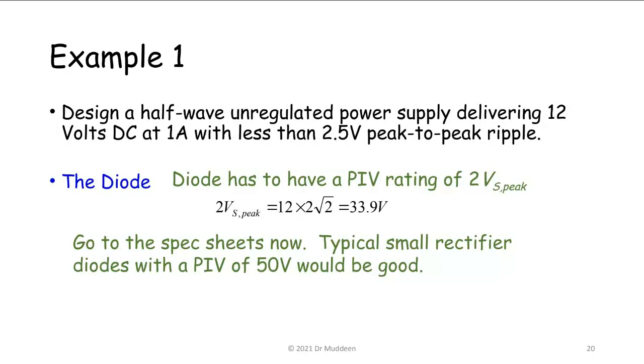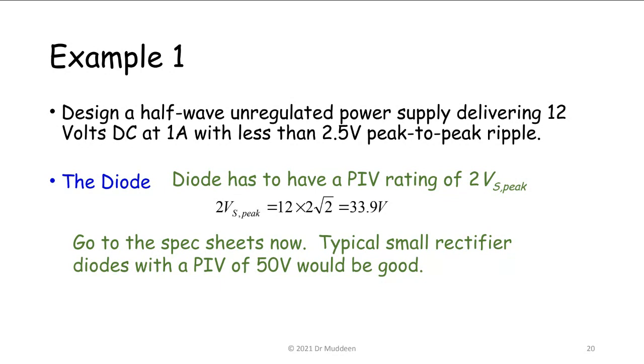The next thing now is the diode. So part one was the transformer. The next part, we need a diode. If it's a half-wave rectified supply we're dealing with, it's going to have to handle twice the supply peak voltage. This peak voltage, as we said, is about 17 volts, so the diode has to handle about 34 volts reverse.